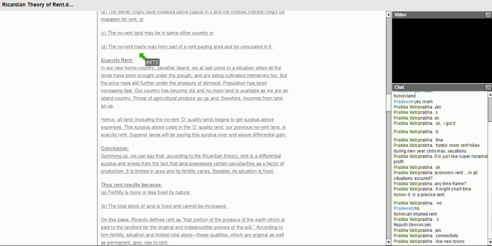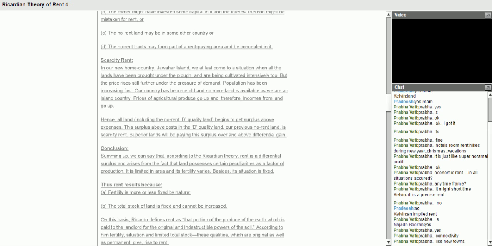Why is it called scarcity rent? That's because it is the situation of scarcity. We are in scarcity of land. That is why we are using the not so fertile land for production. Otherwise, we would have never used it. So it is called scarcity rent because of this reason.